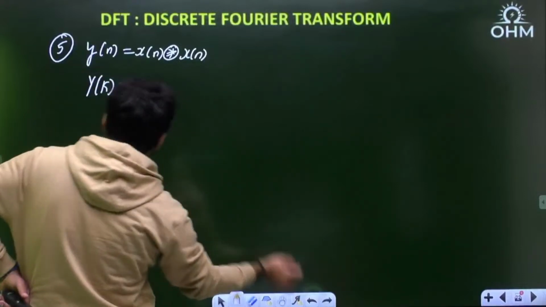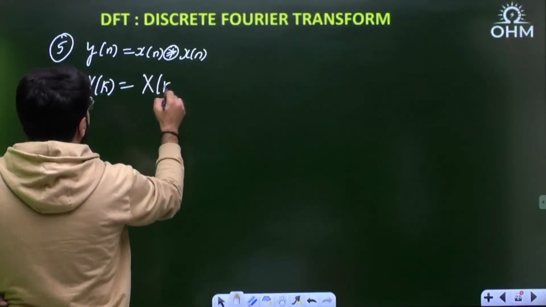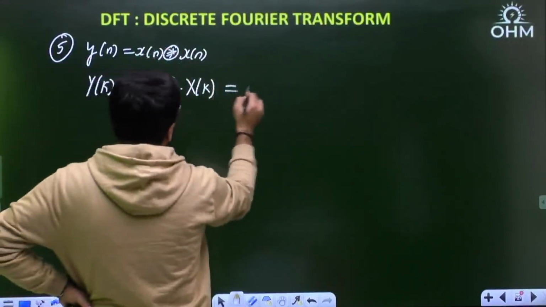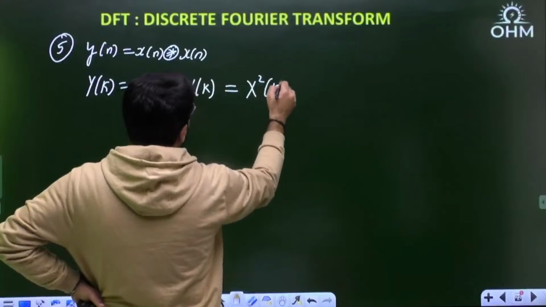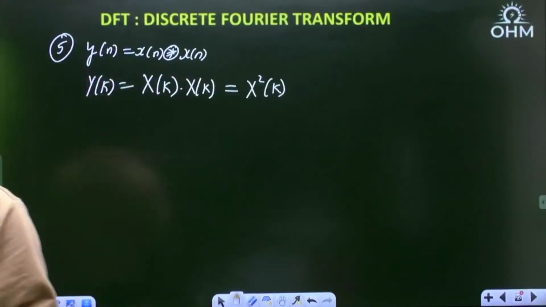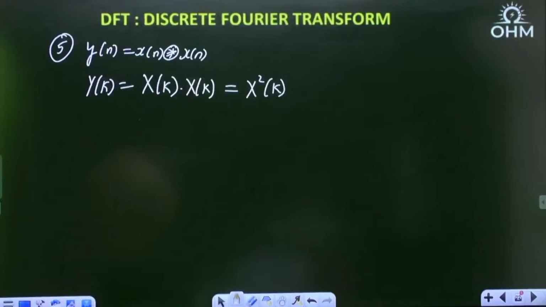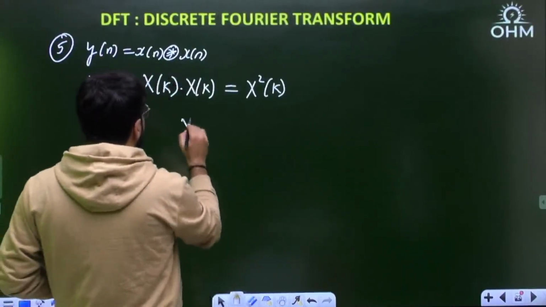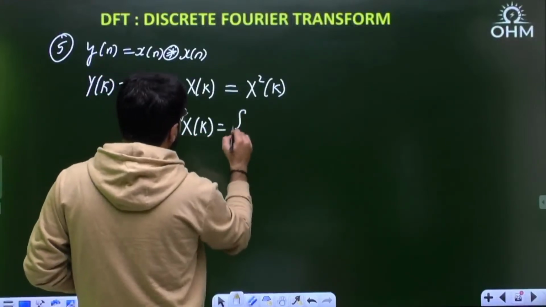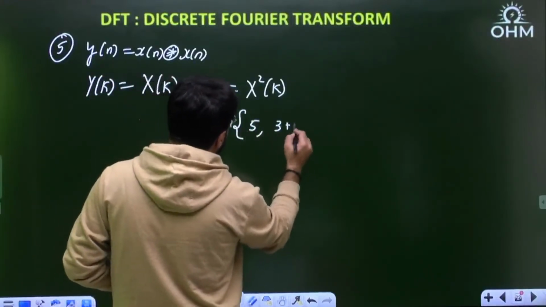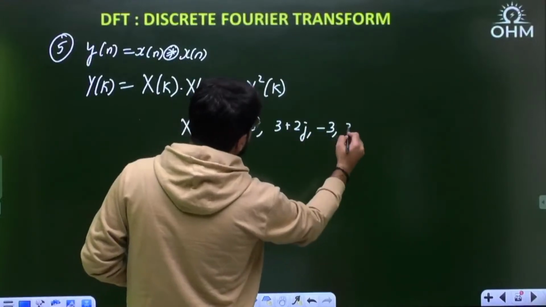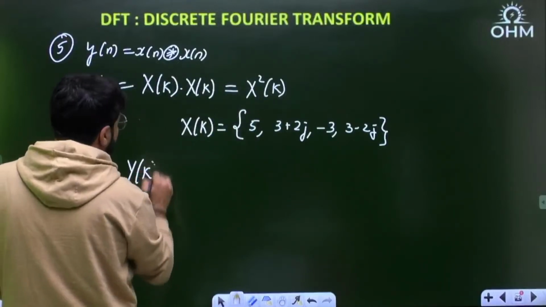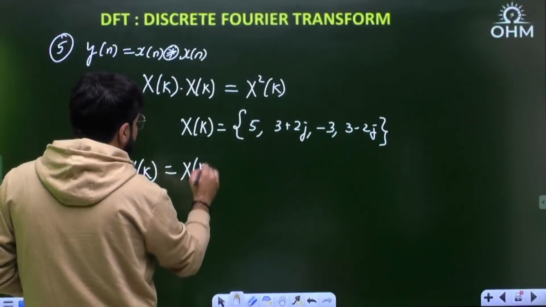Convolution in time is multiplication in frequency. What is the DFT of x[n]? Xk. Again the same signal x[n], so again the DFT Xk, and these two will be multiplied. Xk into Xk means X squared k. So the answer is X squared k. Okay, so what is X squared k? First of all, what is Xk? Let me write this Xk once again. It was 5, 3 plus 2j, minus 3, and 3 minus 2j. So what is Yk? It is Xk multiplied by Xk, that is X squared k.